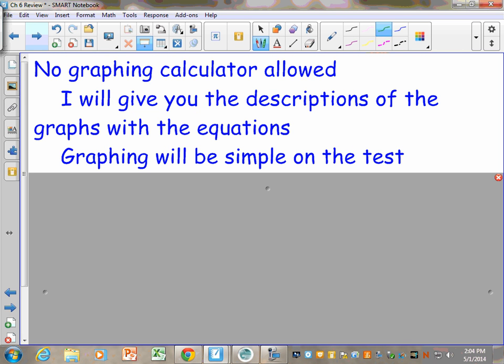You don't have to write this stuff down, but just some notes about the test. We aren't going to use graphing calculators because we're not going to do the really advanced graphs. We're just going to do basic graphs. I will give you the descriptions of the Limaçon graphs, like we said before. And the graphing that you have to do, it's going to be pretty simple. So I don't want to give you the graphing calculator because I want to see that you can graph it.